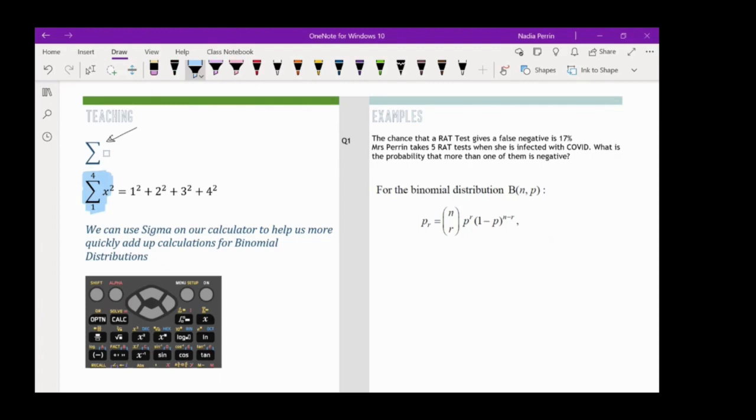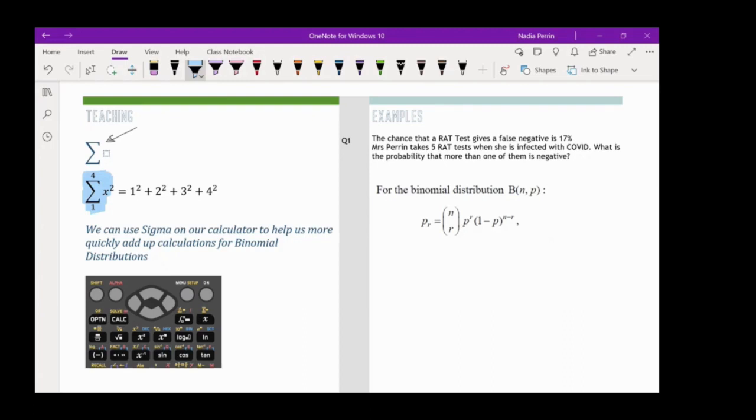Just to get us into the COVID style question, rat tests are what we used in New Zealand, I think with the rapid antigen tests. I think they had a different name in the UK. I can't remember what they were called. But we're just looking at what if they gave us a false negative, and what if the chance was 17%. I just made that number up. I don't know if that's true.